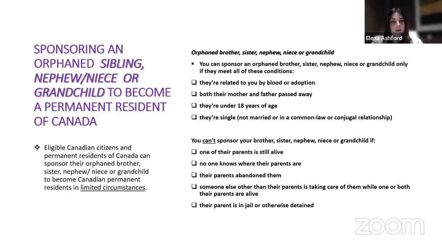Or if your sibling doesn't want to study, but they have skilled work experience, they may have skilled experience in an occupation that is in demand in Canada. Maybe they can find an employer who can assist them in eventually getting a work permit. So you have to think about temporary residence first over sponsorship, simply because sponsorship is only available if your sibling is orphaned. So I'm just checking the chat here again.